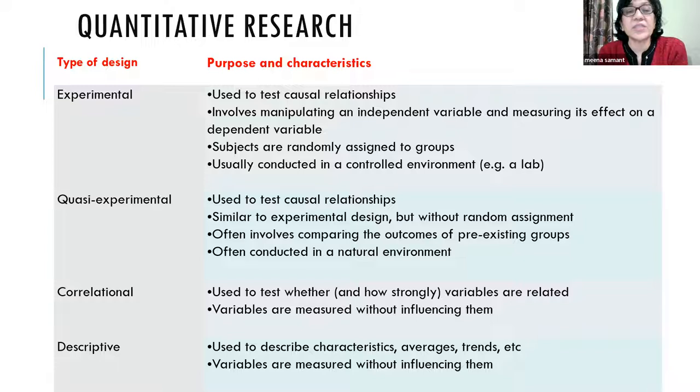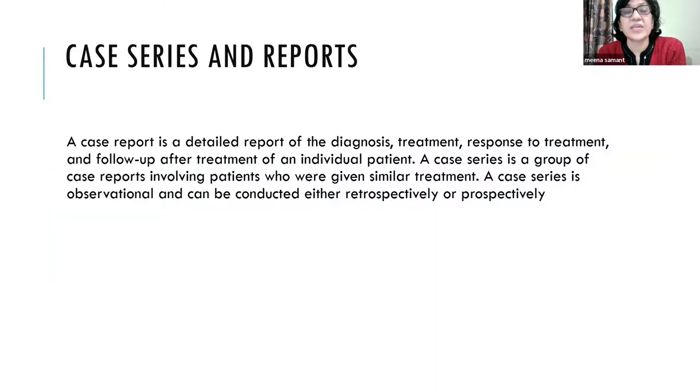While quasi-experimental studies again are used to test causal relationships, they are similar to the experimental, but the random assignment is not there. And so it involves outcomes of pre-existing groups and is conducted in a natural environment. We also have correlational studies, descriptive studies. So just briefly, I'll touch upon those, because this is the base of what gives us the meta-analysis and the reviews. A case report has its own importance. It gives a detailed report of any diagnosis, something interesting, something anecdotal, new treatment, response to treatment and follow-up.